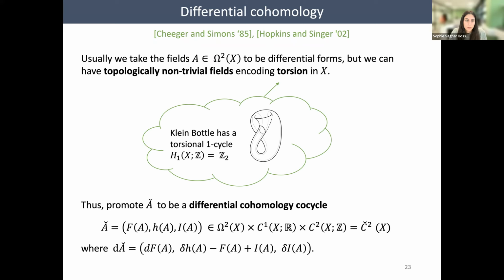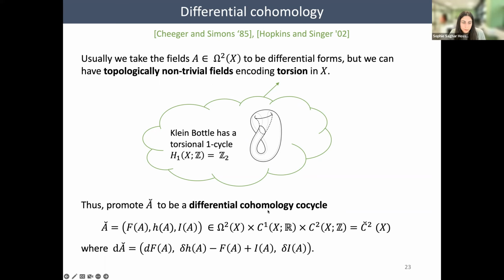However, if we have interesting topology in our internal manifold, for example a Klein bottle, then there are cycles which are torsional. Here we have one cycle that is torsional. If you go around this Klein bottle, to get back to the same point you have to go around twice. So this means that there's a Z2 torsional cycle here. And what we have to do to take into account this kind of topology is to promote our fields to be valued in differential cohomology.